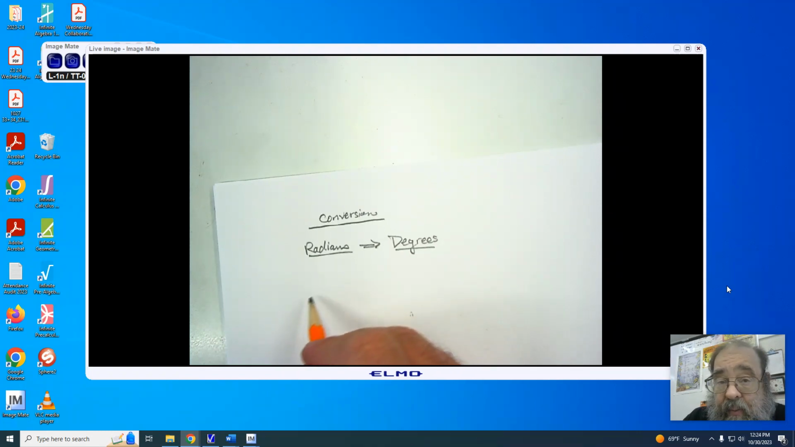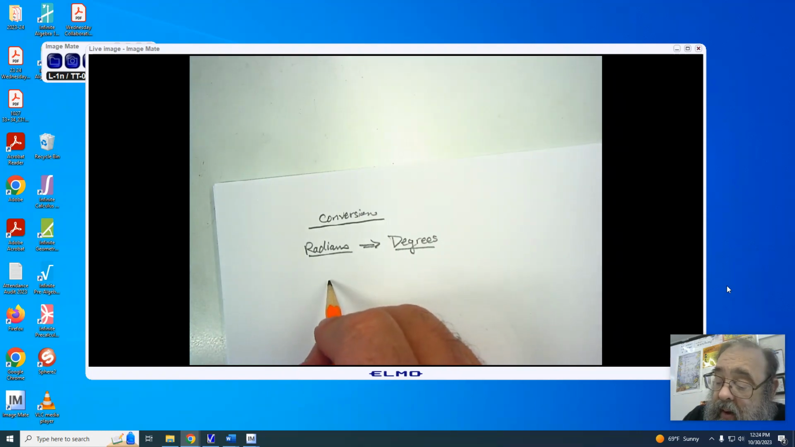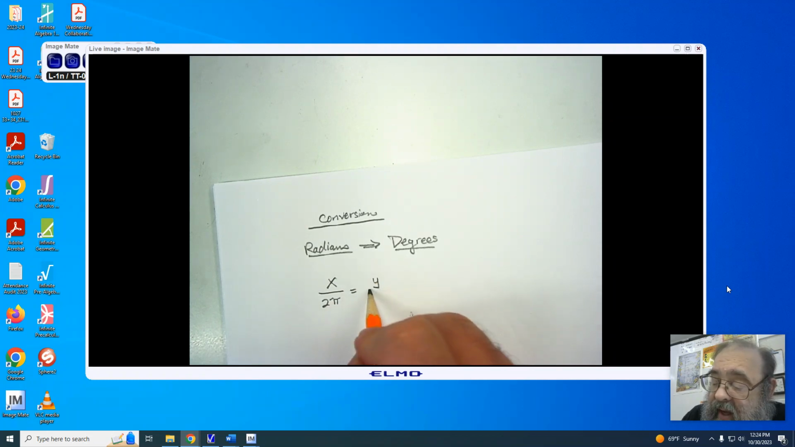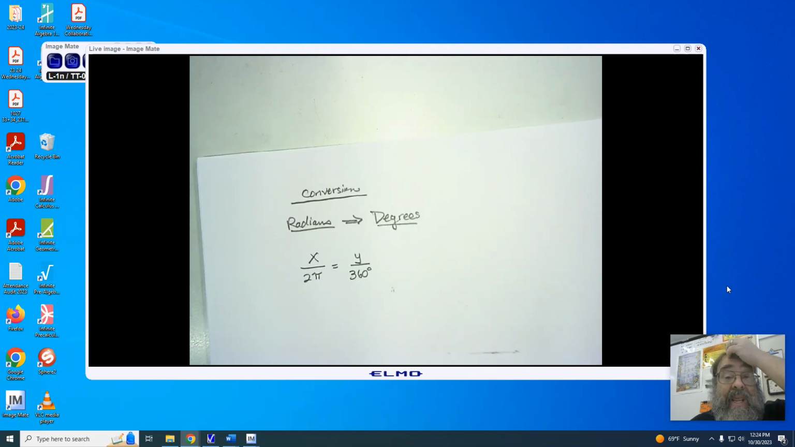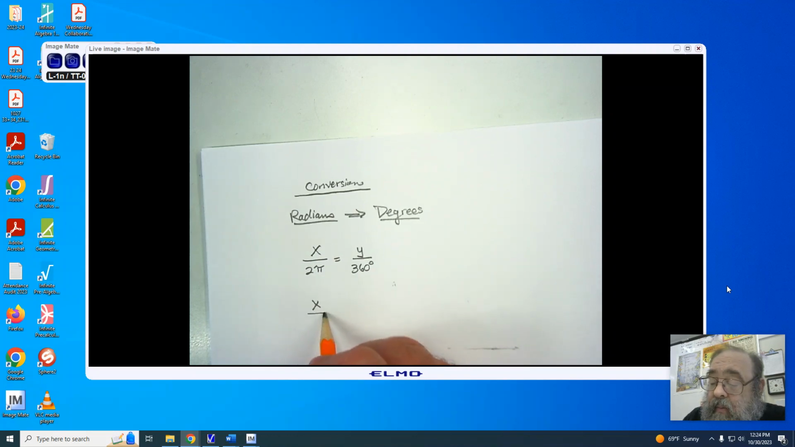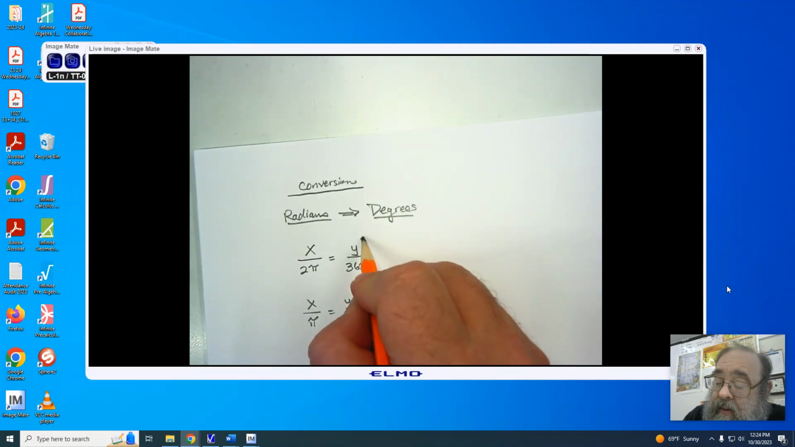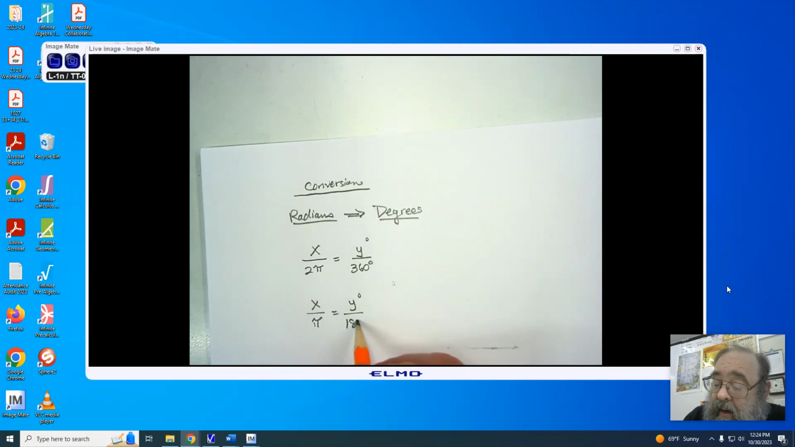In order to do this, we have to set up a proportion. The amount of radians that we know over 2 pi is equal to the degrees that we know to 360. Now we can use any equivalent ratio. For example, I could do x radians over pi is equal to y degrees over 180.